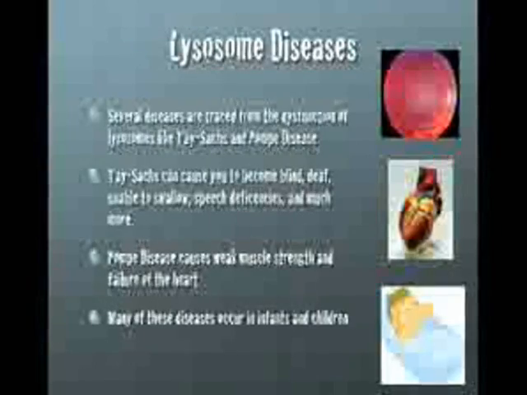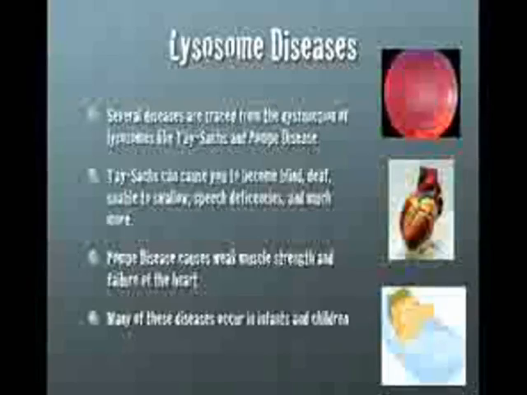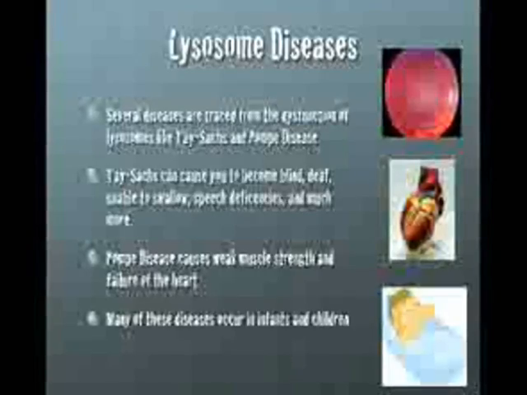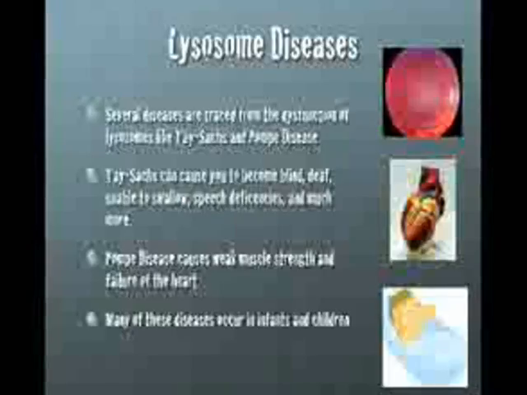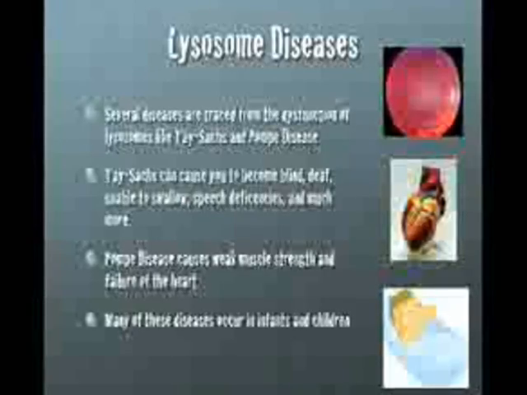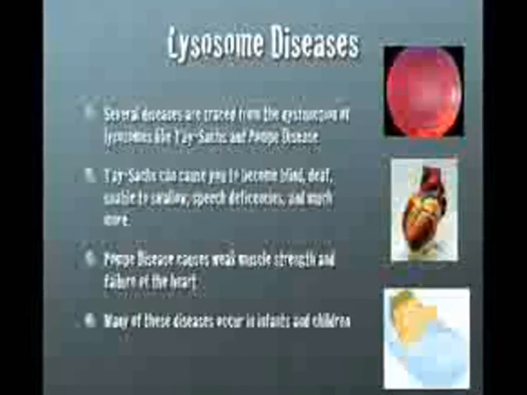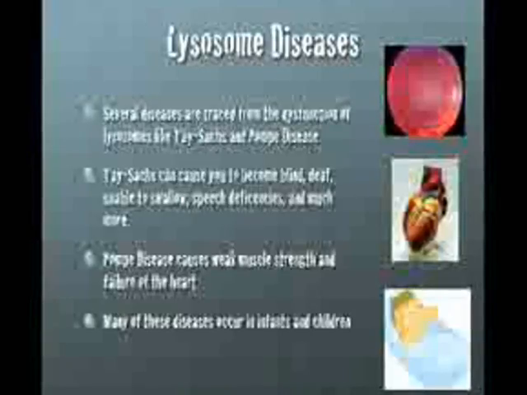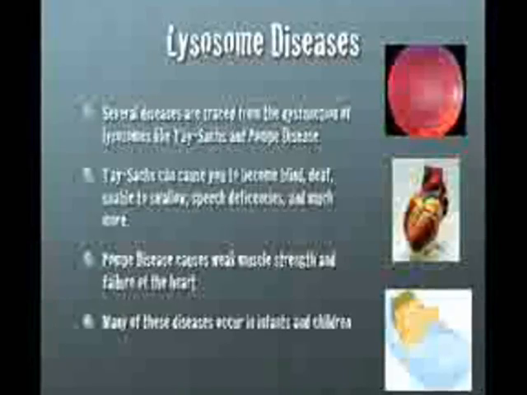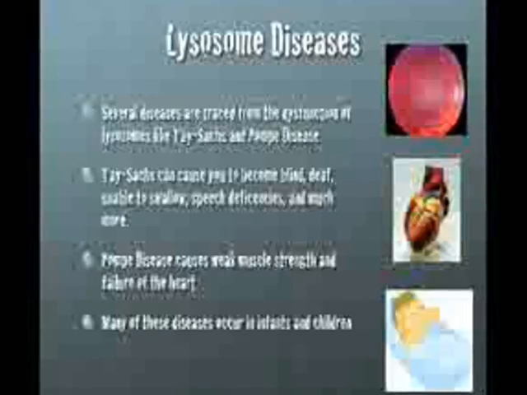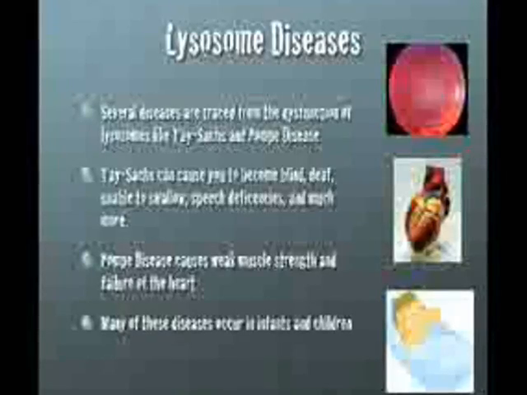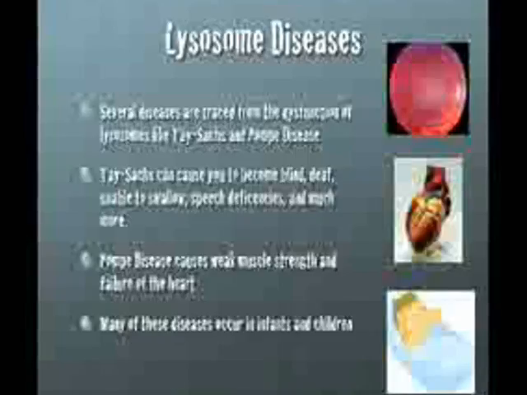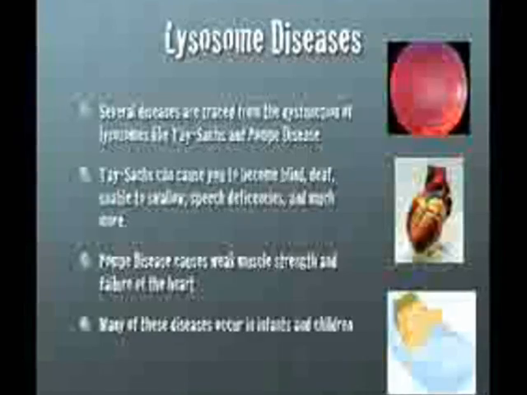Lysosome diseases. Several diseases are traced from the dysfunction of lysosomes, like Tay-Sachs disease and Pompe's disease. Tay-Sachs causes you to become blind, deaf, unable to swallow, have speech deficiencies, and much more. Pompe's disease causes weak muscle strength and failure of the heart. Many of these diseases occur in infants and children.